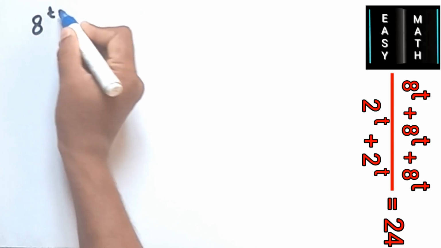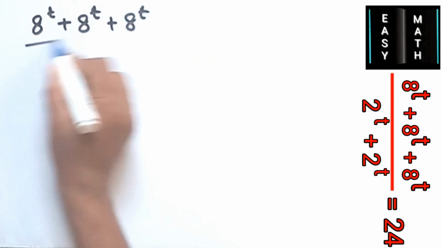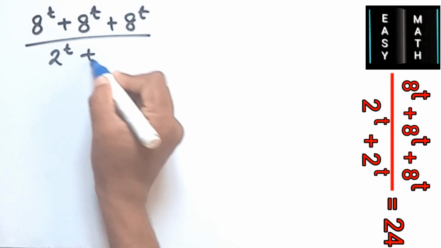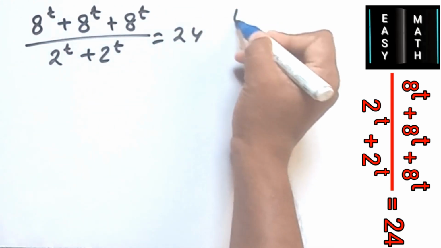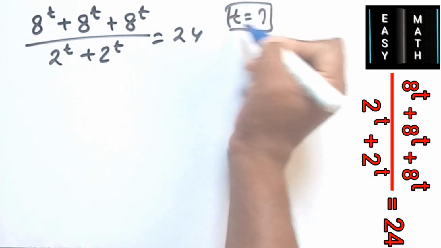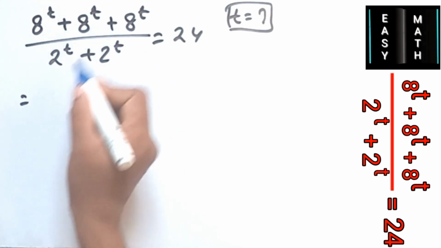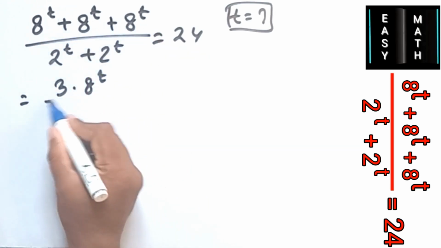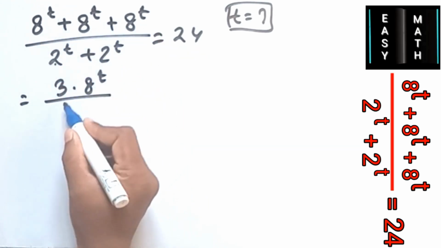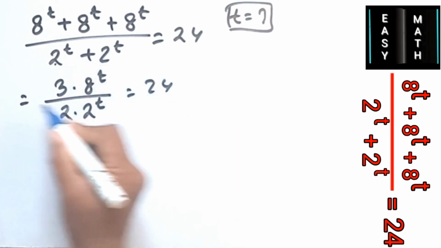2 to the power t plus 2 to the power t plus 2 to the power t by 2 plus 2 to the power t is equal to 24. So find out the value of t. What is the value of t? First we can write this as 3/8, so this is the 3/8 and this is the 2/2 and this is the 24.